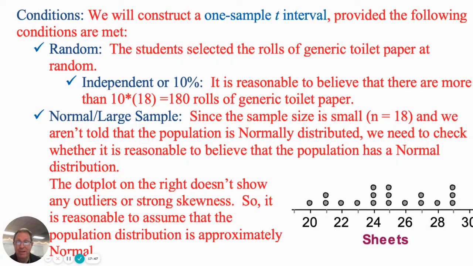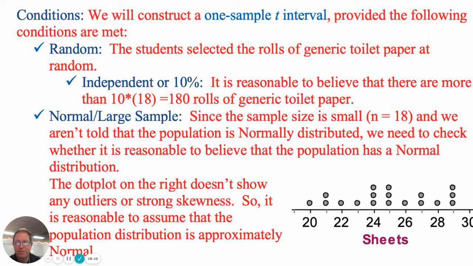The dot plot on the right doesn't show any outliers or strong skewness, so it is reasonable to assume the population distribution is approximately normal. Now, again, you could have drawn a box plot or a stem and leaf plot or histogram, but what we're looking for is this. Does the dot plot show outliers or strong skewness? And if it doesn't, here is the conclusion that you need to make.